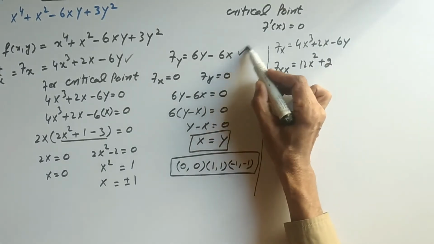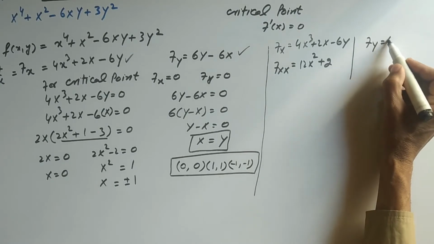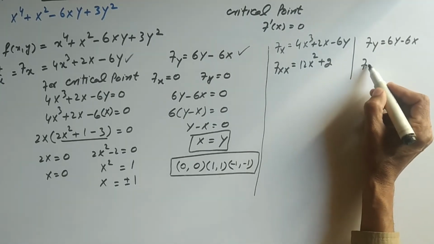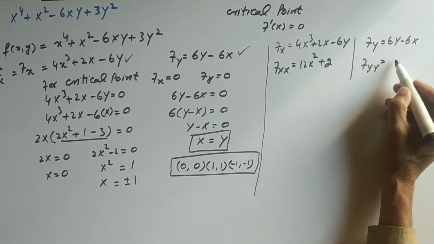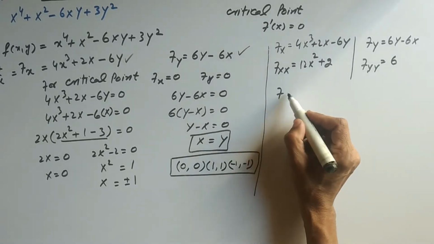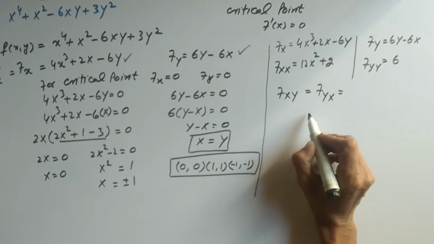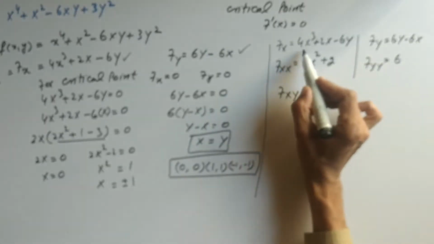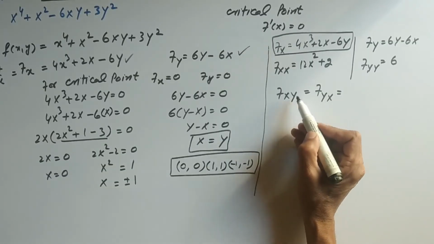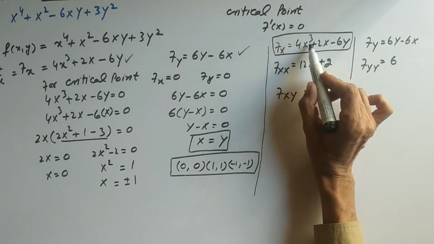And likewise we have to find f of y. F of y is 6y minus 6x. So f double y, the partial derivative with respect to y, is 6. Now take f of xy, which is equal to f of yx. Means if we take the x first derivative, from the first derivative we take the second derivative with respect to y. Now with respect to y, 2x and 4x cube will be 0, so minus 6 will be the answer.